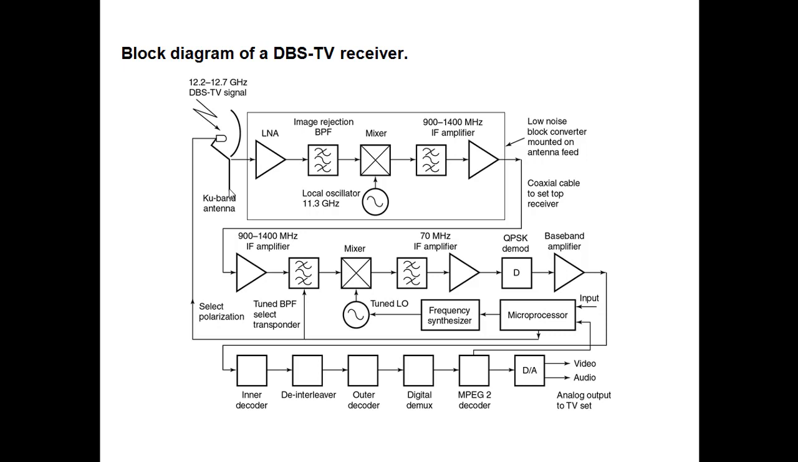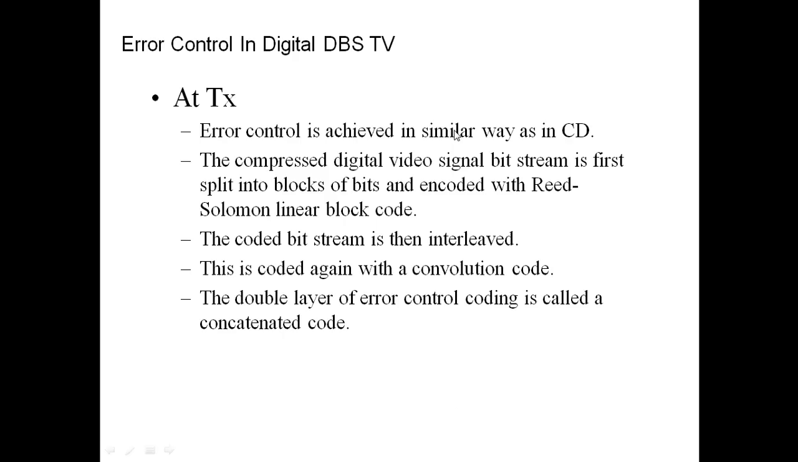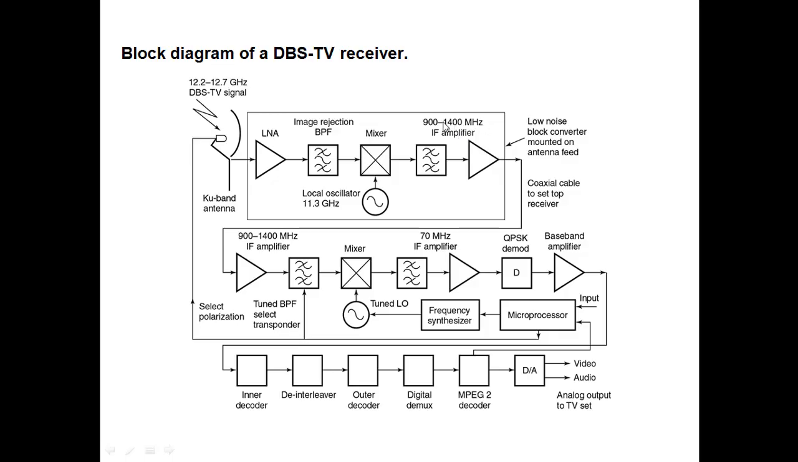So here you can see the blow up of this LNB. It consists of an LNA, an image rejection bandpass filter that sends the signal to the mixer, and a local oscillator that is working at 11.3 gigahertz. So it is converting the 12.2 to 12.7 gigahertz band to the 900 to 1400 megahertz IF amplifier. Now after this, the signal is in this range and is transferred.